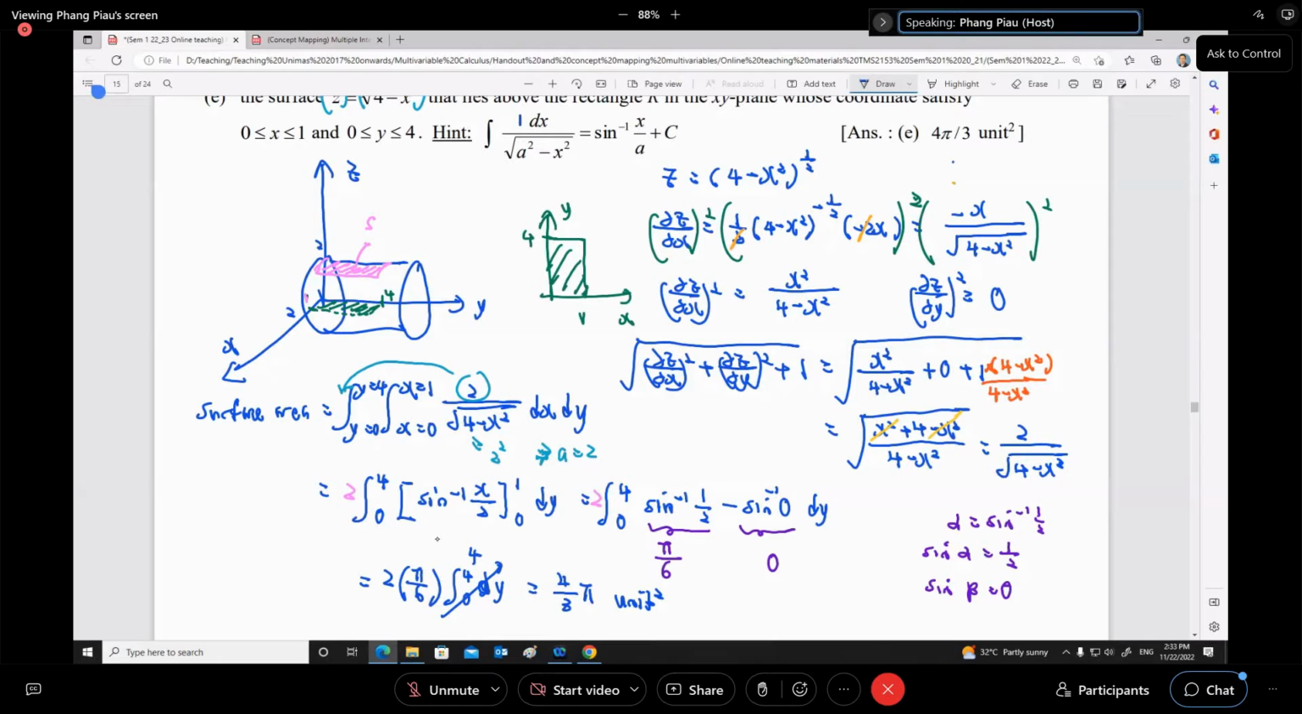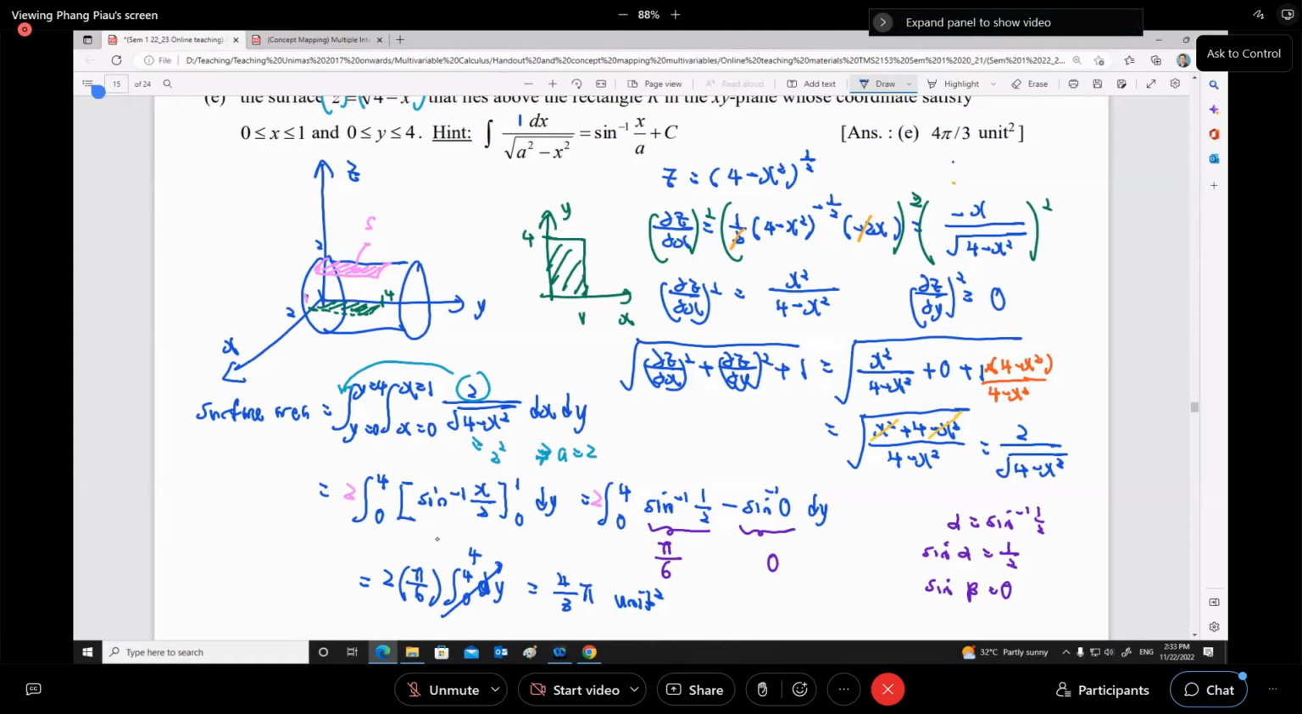The second challenge is very easy, but to solve this integration is not that easy. Even though it is just a single variable integration, it is not that easy for you to do. Yeah, be very careful. Just now, I forgot this too.